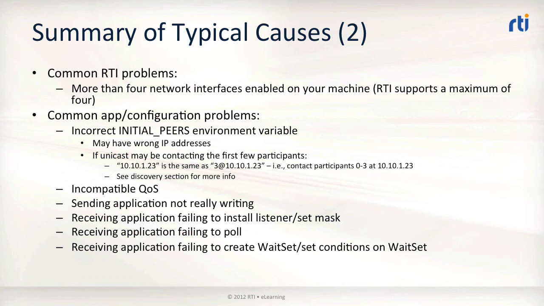So because of this, your local participant, when it sends announcements, has to try and contact a certain set of ports at the unicast address. And by default, it's going to try and contact only 4 ports, those associated with participants 0 through 3.